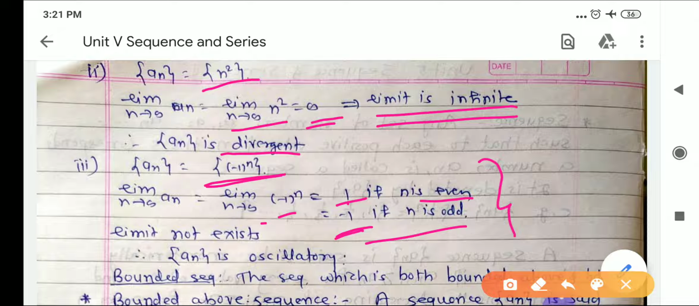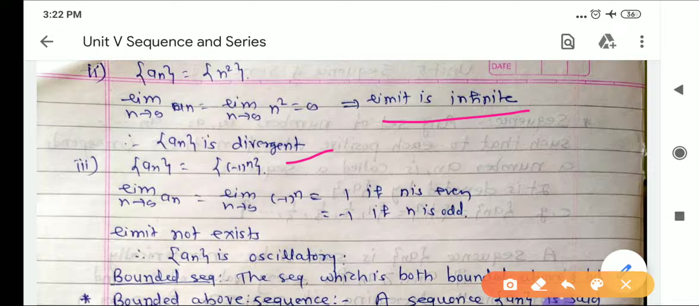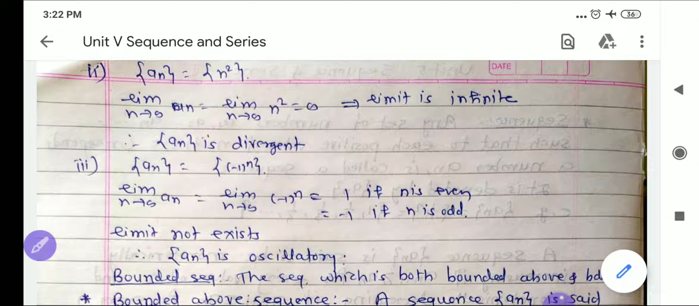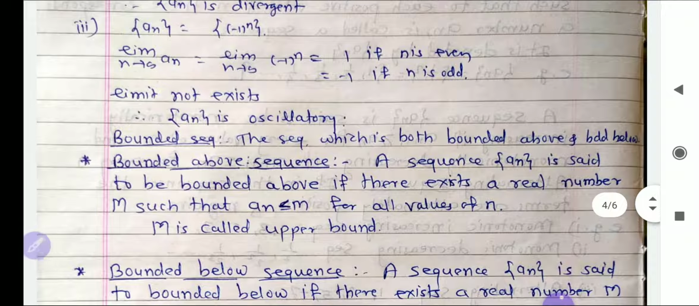So limit does not exist, therefore this sequence an is an oscillatory sequence. So convergent, divergent and oscillatory means: if the limit is finite, then the sequence is said to be convergent. If the limit is infinite, then the sequence is said to be divergent, and if the limit does not exist, then that sequence is called an oscillatory sequence. Next important thing is bounded sequence.